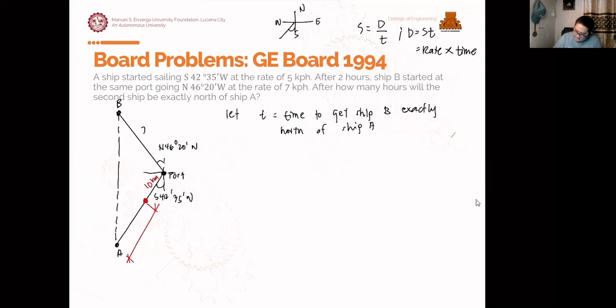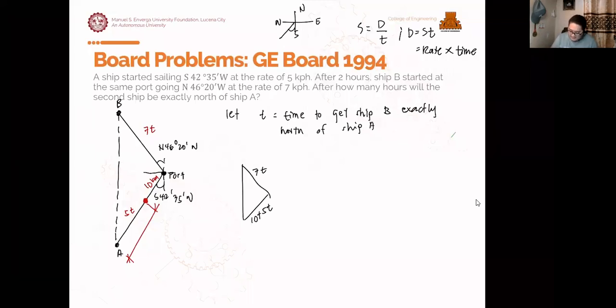Okay? And then this side, our other unknown, is 5 kilometers per hour. So this is 5t. Okay? So we now have a triangle. Our triangle has two sides, 7t and 10 plus 5t. So let's draw that. Okay, so this is 7t. This is 10 plus 5t from our figure.